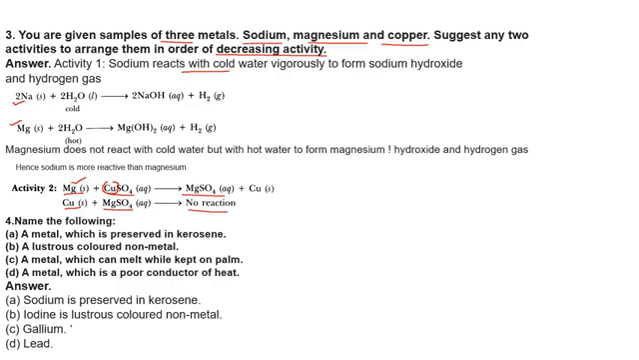Name the following. A metal which is preserved in kerosene. Definitely you can write any of the metals, that is potassium. We know that potassium and sodium are both metals. Because they have asked for one metal, you can write one metal. Lustrous colored non-metal: iodine. Iodine is lustrous and it is a colored non-metal. A metal which can melt while kept on the palm: gallium. And a metal which is a poor conductor of heat: that is lead. Okay, gallium and lead.